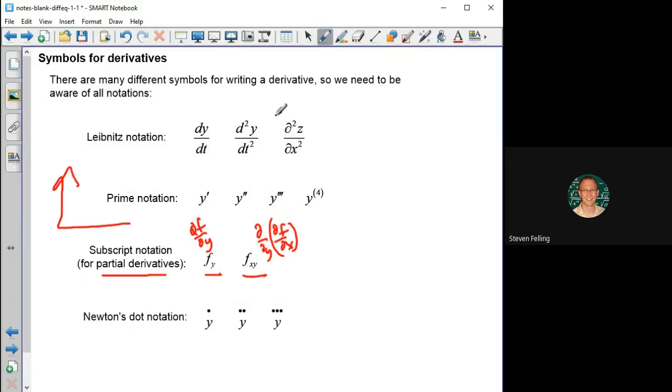We're not going to really see partial derivatives because this course is a course in ordinary differential equations, which will not include partial derivatives for most of the things that we're going to talk about.